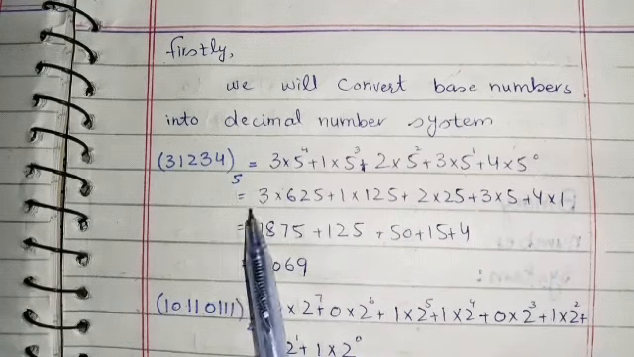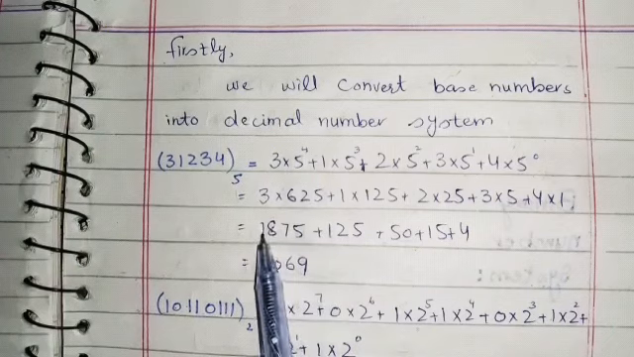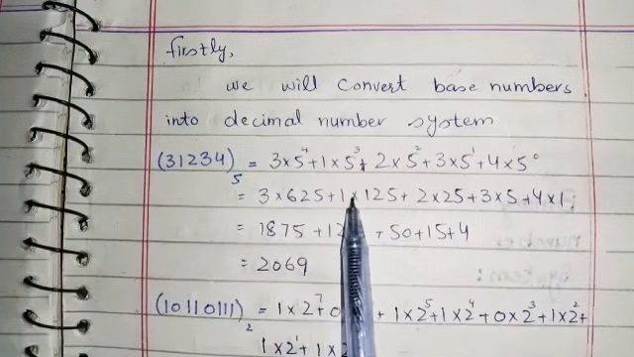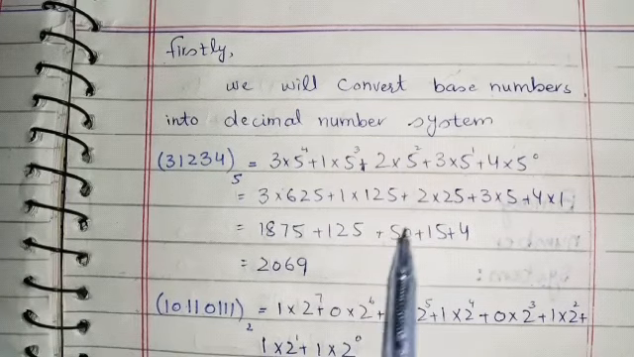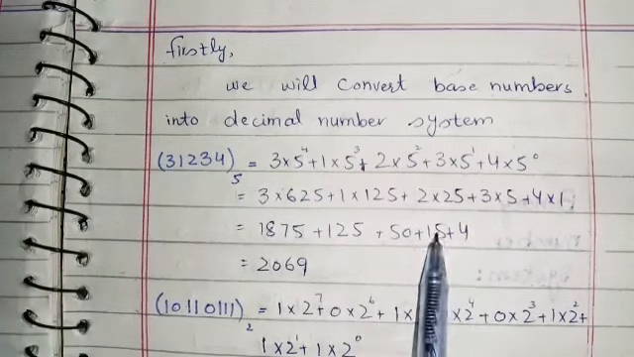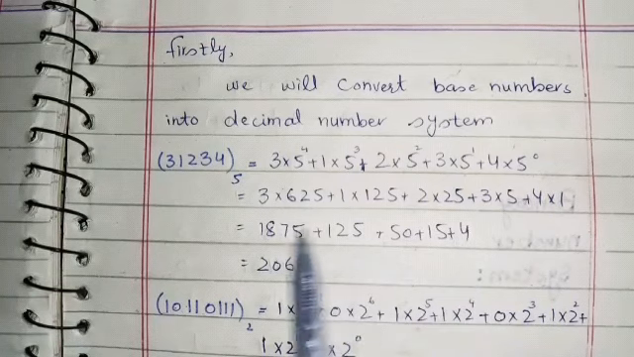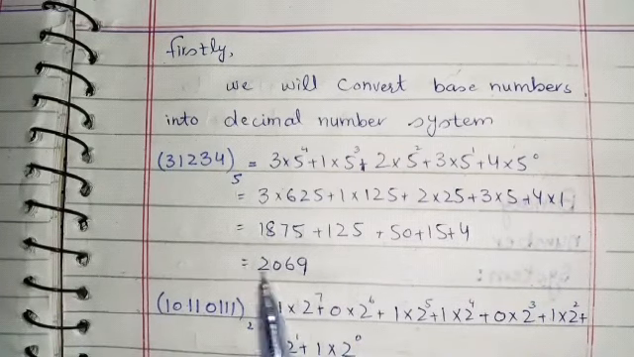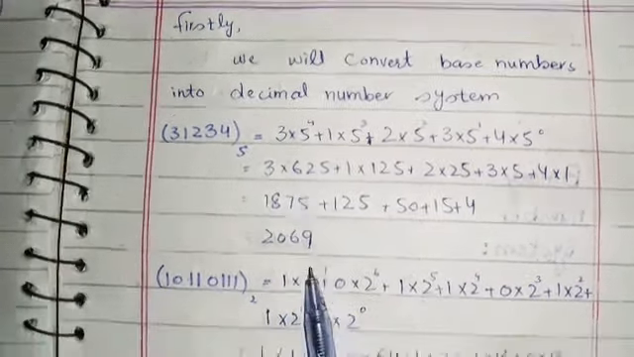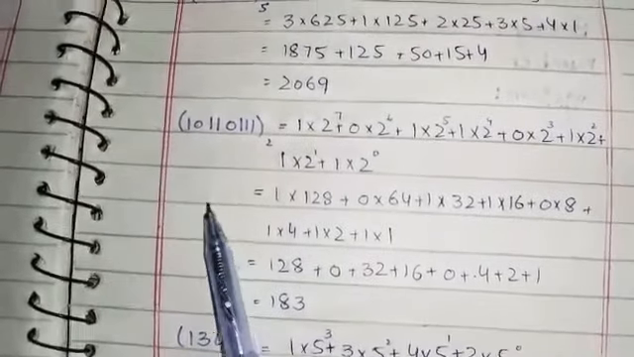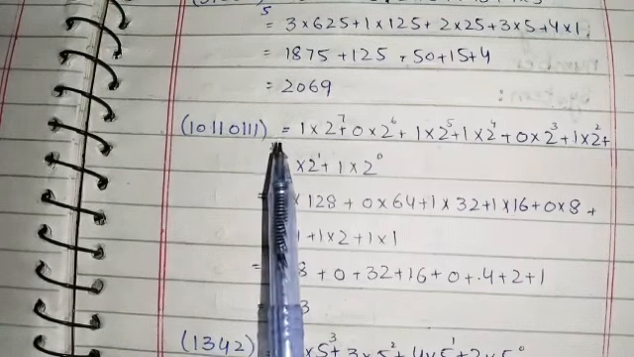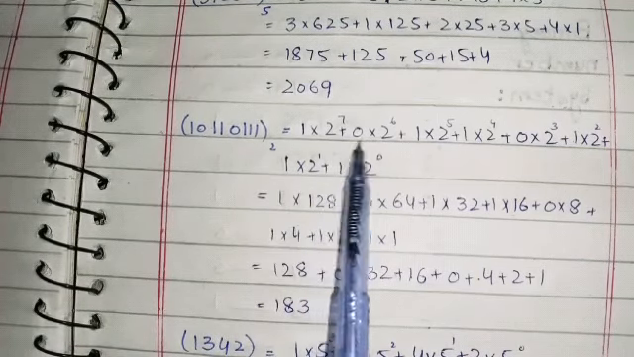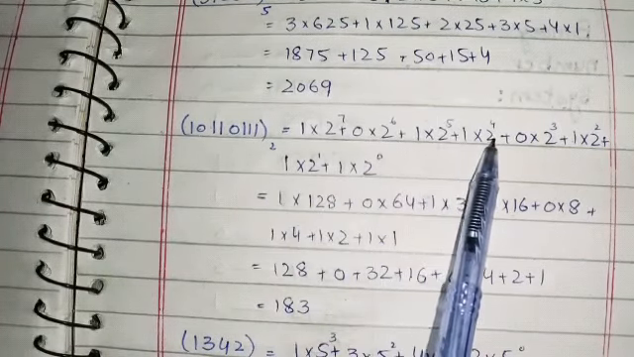Now we will multiply 3 into 625 we got 1875 plus 1 into 125 we got 125 plus 2 into 25 we got 50 plus 3 into 5 we got 15 plus 4 into 1 we got 4. When we add all the numbers we got 2069. Now students, let's move towards our next number, which is 1011011 with base 2.